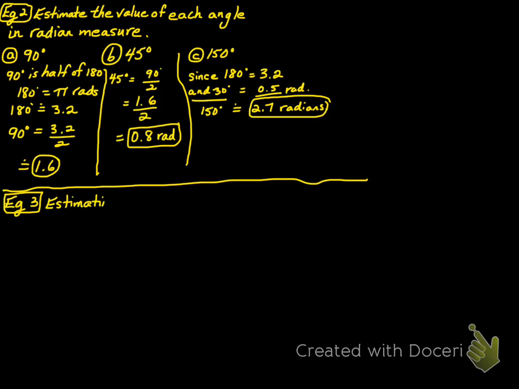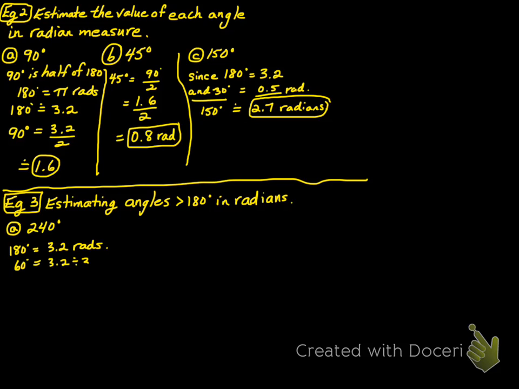In example 3, estimating angles greater than 180 degrees in radians. Our first angle is 240 degrees. Now we're going to think of this as 180 degrees plus 60 degrees. 180 is 3.2 radians. 60 is 3.2 divided by 3. And that's going to be about 1. And so when we add those together, you're going to get 4.2 radians.